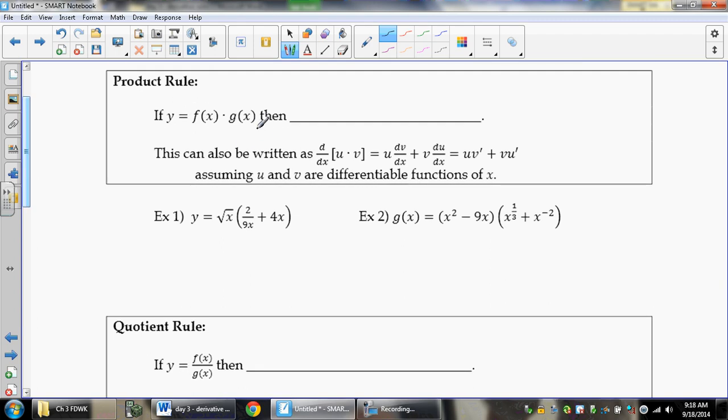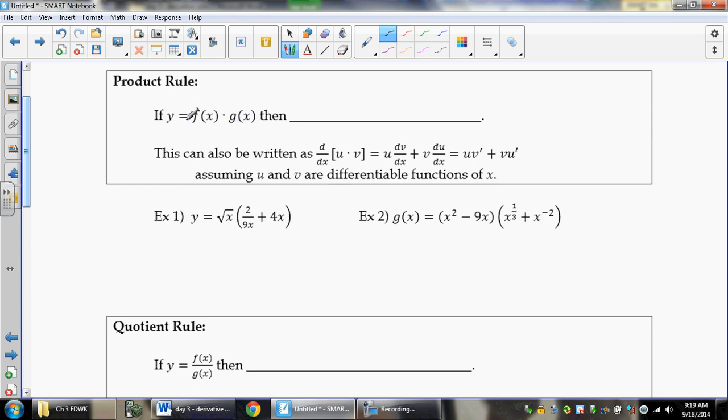We talk about the product rule. Now, we said if you're adding or subtracting, you can just take the derivative piece by piece and then put them back together. If you are multiplying or dividing, you cannot do that. You take the derivative using a rule. Adding and subtracting, piece by piece, is fine. Multiplying and dividing have their own rule.